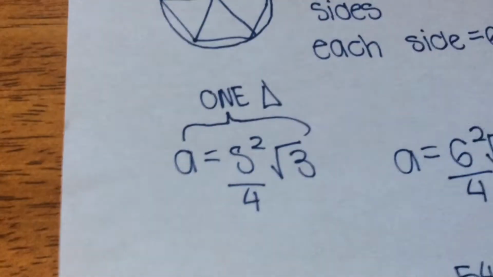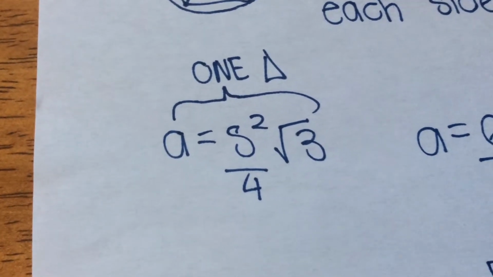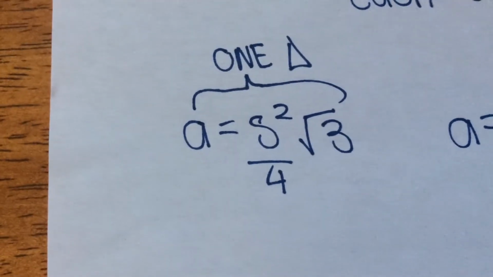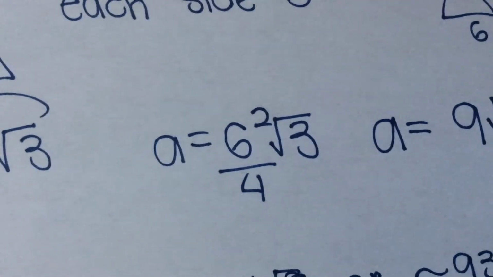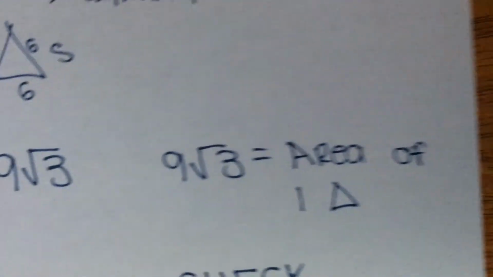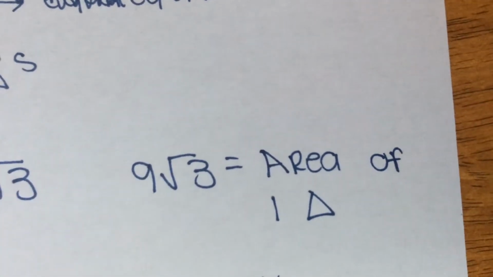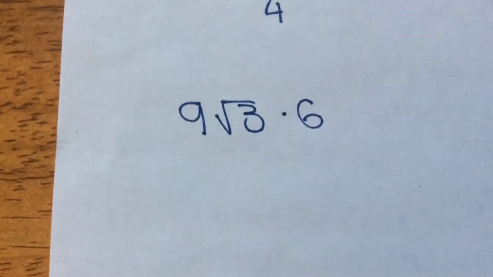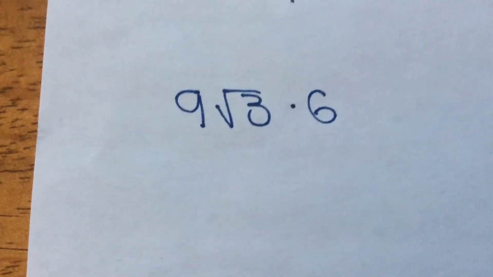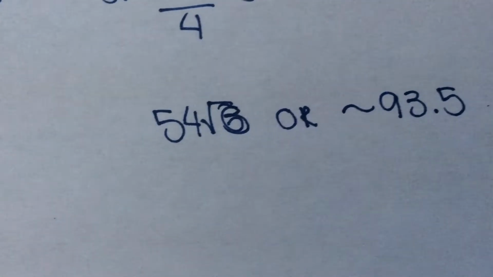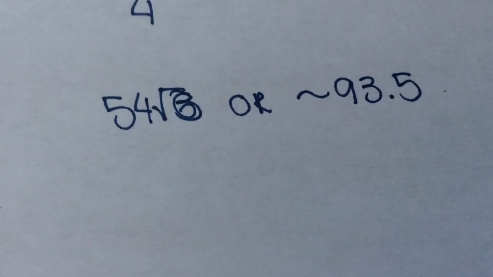So we can use our formula for the area of equilateral triangles to find the area of one of the triangles. So A equals s squared divided by 4 times the square root of 3. A equals 6 squared divided by 4 times the square root of 3. A equals 9 root 3. But this is only the area of one triangle, and we need the area of 6 triangles to find the area of the hexagon. So we multiply 9 times the square root of 3 times 6, and we get 54 times the square root of 3, or approximately 93.5.